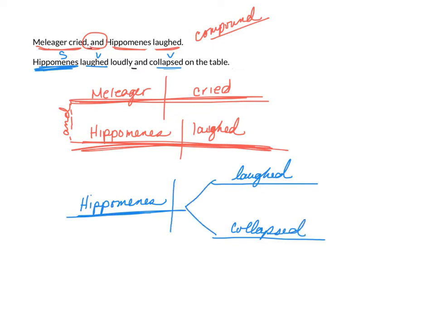Separate the subject and verb with an upright line always. So I now have Hippomenes, laughed, collapsed, and goes on the dotted line. Your conjunctions always do. Then we have loudly. That's how he's laughing. Oh, hello. I don't know what word I'm trying to write there. But the word I should try and write there is loudly. And then on the table.